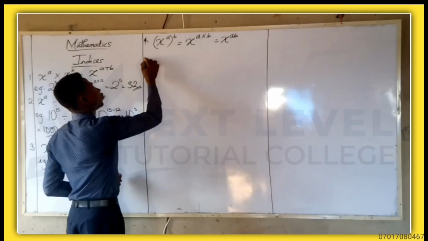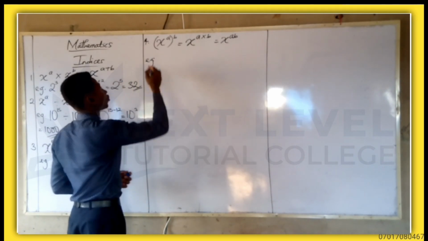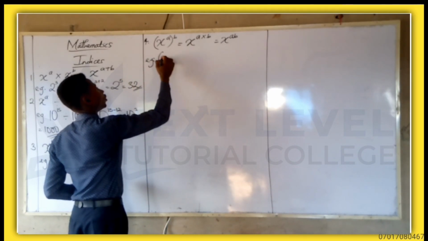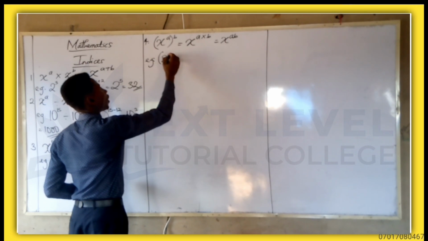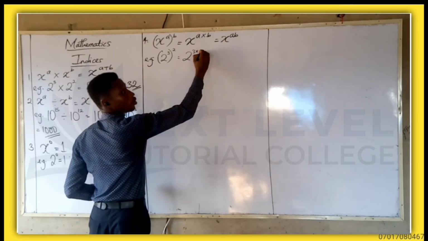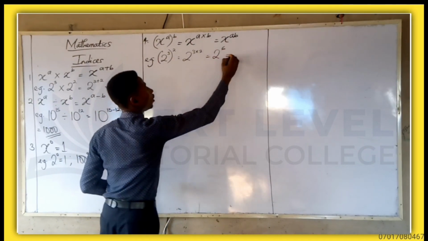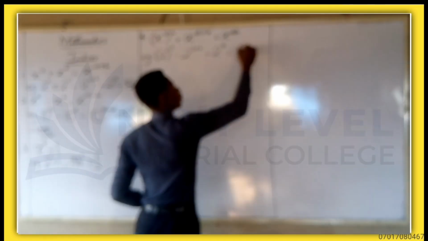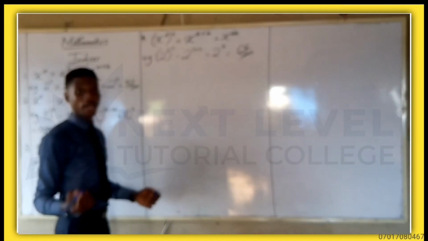Now let's look at a real case. Let me see, if I have 2 raised to the power 3, raised to the power 2, that will become 2 raised to the power 3 times 2, and that is 2 raised to the power 6. 2 raised to the power 6 will give you 64, and that's the answer to that.